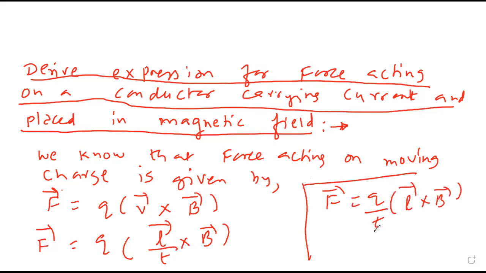What is rate of flow of charge? Is it current? Yeah. So Q by T is nothing but current. Therefore, F bar becomes I into L bar cross B bar. This is the formula for force acting on a current carrying conductor. Please copy this much, then I will convert into magnitude, which will be F equal to ILB sine theta. Copy. And direction we know is given by right hand thumb rule.